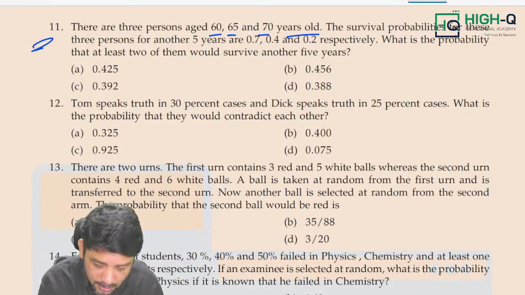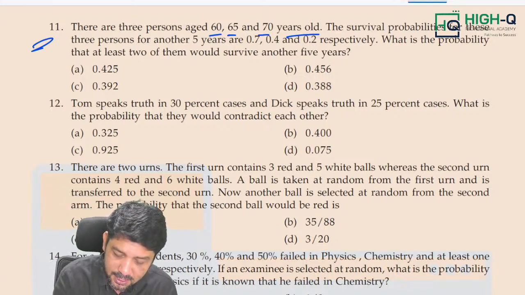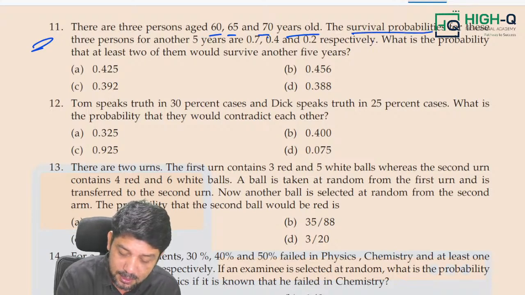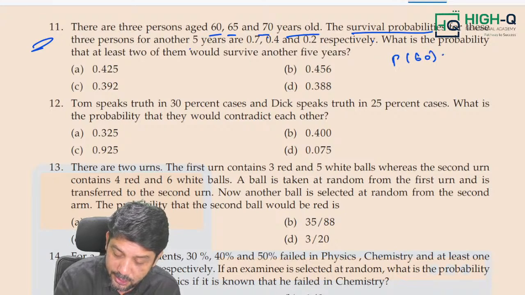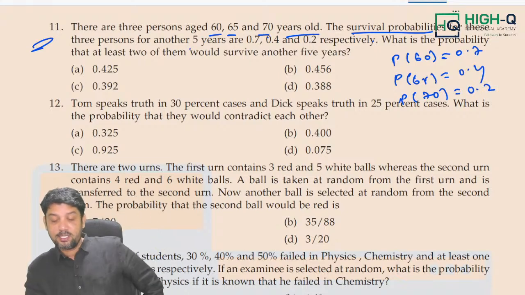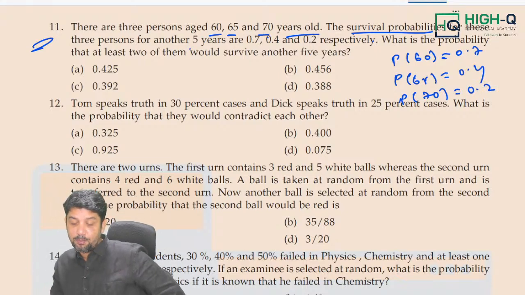So here there are 3 persons aged 60, 65, 70 years old. The survival probability for these 3 persons over the next 5 years: for the 60 years old, survival probability is 0.7, for the 65 years old it is 0.4, and for the 70 years old it is 0.2. Am I right, my dear? Now the question is, what is the probability that at least 2 of them would survive another 5 years?